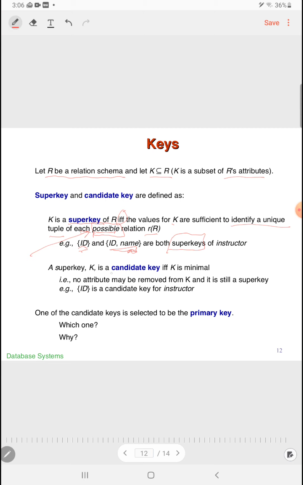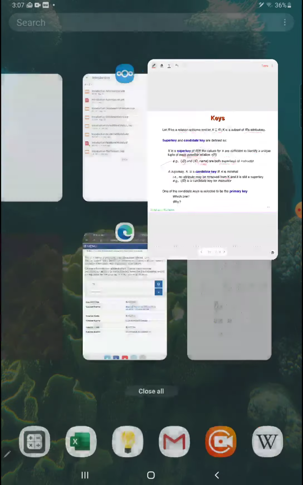What's a candidate key? A candidate key is any super key such that I cannot remove an attribute from the key and it is still a super key. Okay, so this example is not a good example for that purpose because ID is unique and there's nothing else that's unique. So let's think about something else.